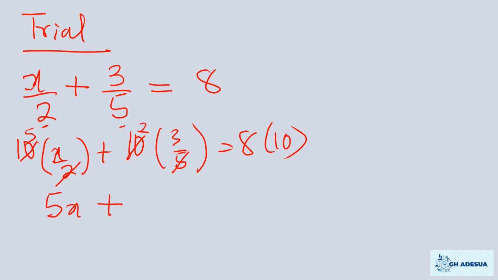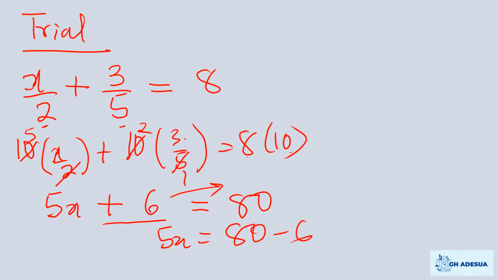5 goes into 10, 2 times. 2 times 3 is 6. Is equal to 8 times 10 is 80. So you have 5x plus 6 is equal to 80. Now you want to make x the subject. You want to find x. So we need to clear this. So we move it to the other side. So we would have 5x is equal to 80 minus 6. Now what is 80 minus 6? That is 74. So you have 5x is equal to 74.